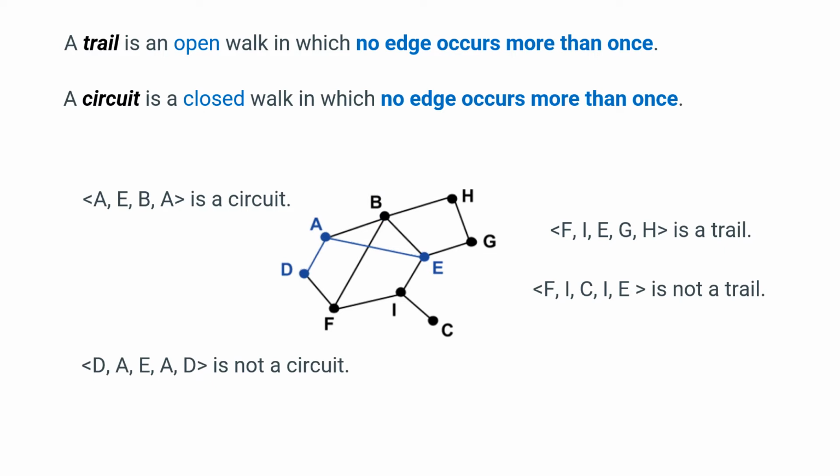This one here, going from D to A to E, back to A, back to D. That is a walk, and that would be kind of a walk that we might do if we're taking a walk around the neighborhood. Start at home, go a couple places, and then retrace our steps. And we ended up where we started, but we were retracing our steps. These edges occurred more than once, so that would not be considered a circuit. It's a closed walk, but not a circuit.